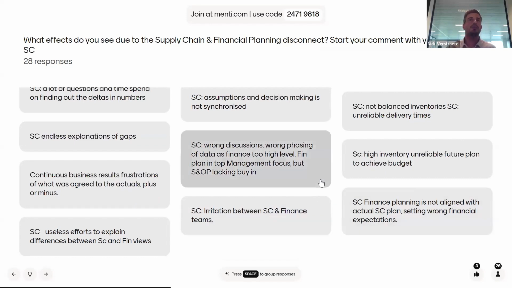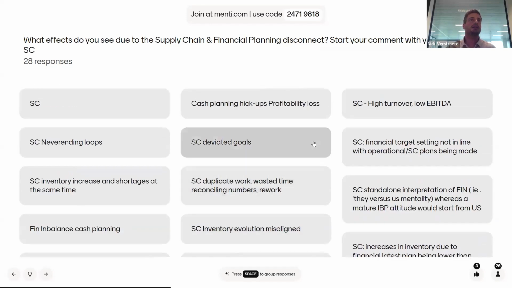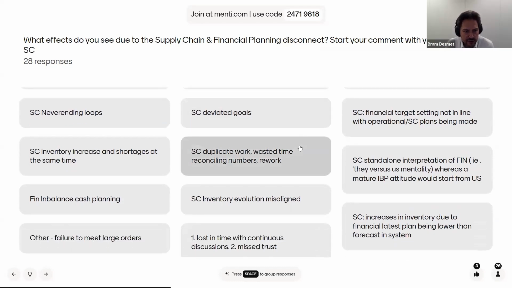Right, something you would like to highlight? Well, I see a lot of frustration, a lot of wasted time, a lot of inaccuracies and inefficiencies. We will come back to that, and I believe one of the opportunities we see for finance is also cash planning and the working capital and gross margin forecasting, which I think is certainly the finance opportunity.